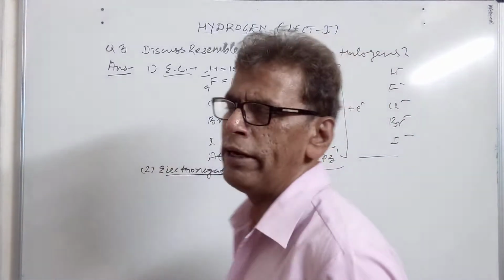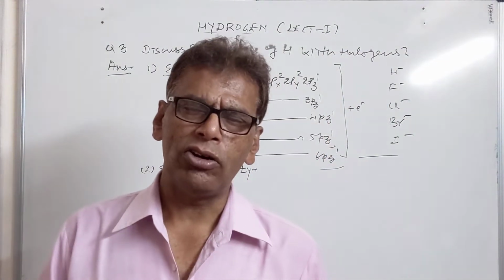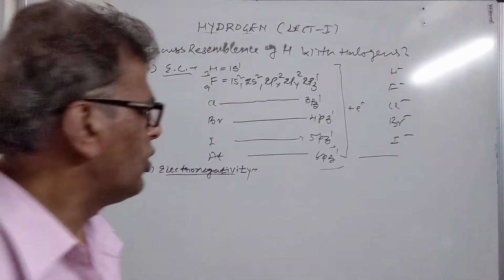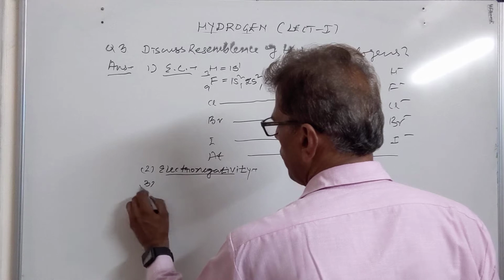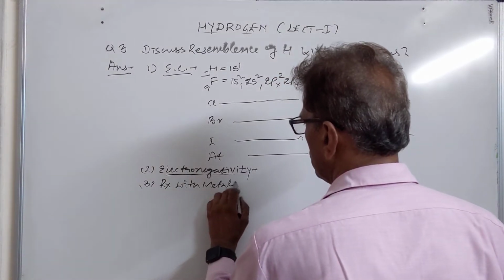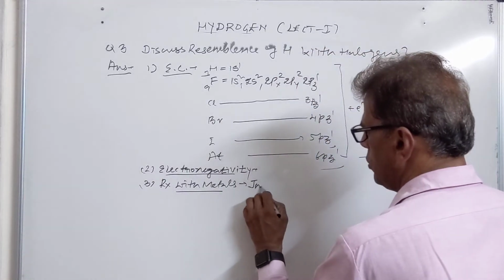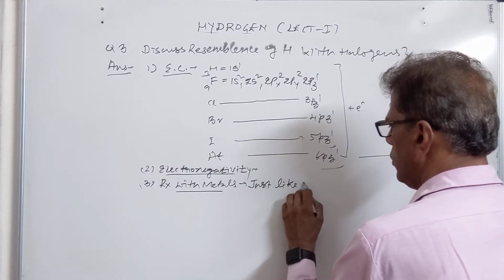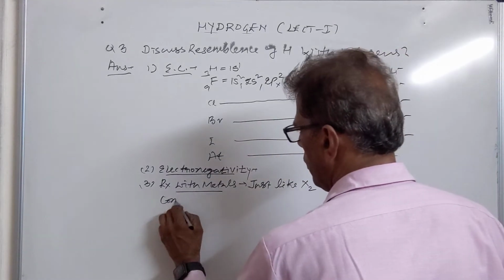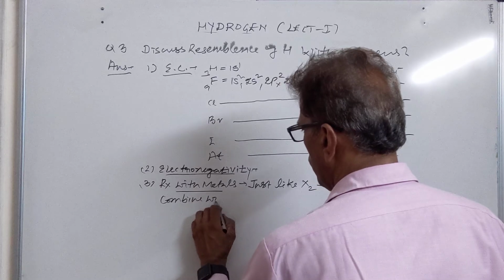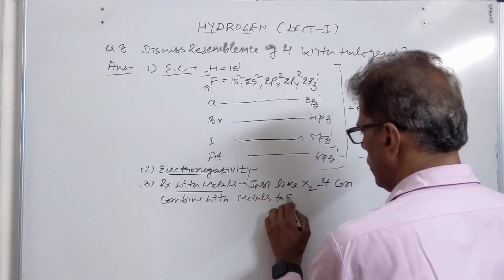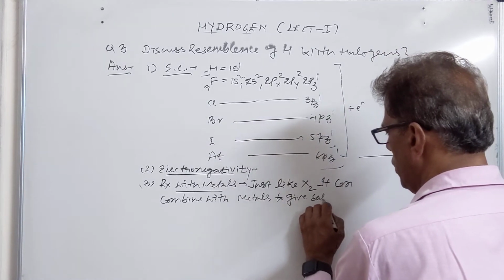So just like halogen, hydrogen is capable of accepting one electron and it serves as an electronegative element. Then we come to the reaction with metals. Just like halogens, it can combine with metals to give salt-like compounds here.